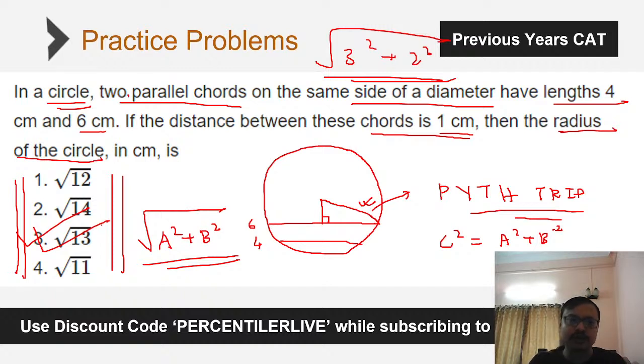So all you need to do was, in any circle question asking the radius, simply remember the radius is nothing but a Pythagorean triplet. Even if it was this radius, it had to be a Pythagorean triplet. So all you need to do was check which of these options is of the form root over a square plus.